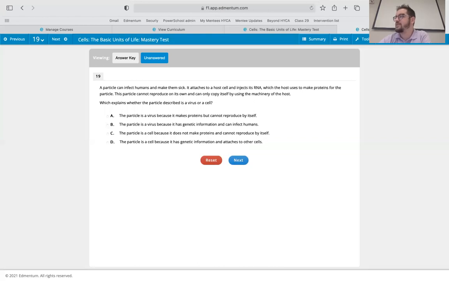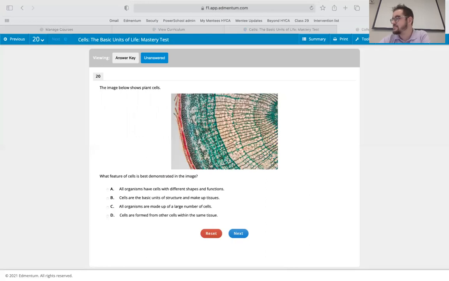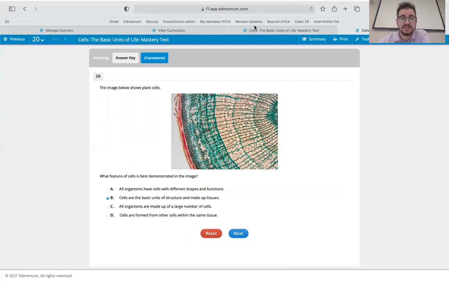Okay, which explains whether the particle described is a virus or a cell? A particle can infect humans. It attaches to the host, okay? So it infects humans, attaches to the host, and then uses it to copy itself. We talked about this. It is a virus because it has genetic information and attaches to other cells. That's the one. And last but not least, what feature of cells is best demonstrated in this? If you look, it kind of looks like tissues. So you see all this structure and everything, it helps make up tissues. All right, that's all for this mastery test. Hope you did well.